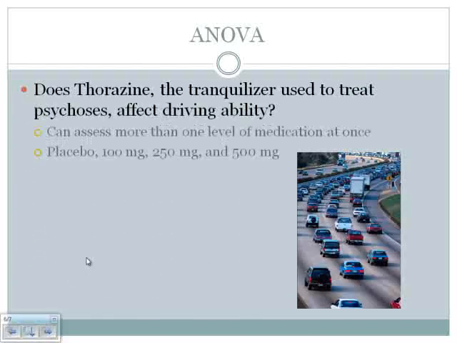And so here's our drug example. The question is, does Thorazine, which is a tranquilizer used to treat psychosis, affect driving ability? And again, what analysis of variance allows us to do is to make all of the comparisons between the groups at one time. So it is the omnibus test, instead of making multiple comparisons between each of our groups. And when we are able to do that, we can be confident that all of the comparisons are made at the 0.05 level.